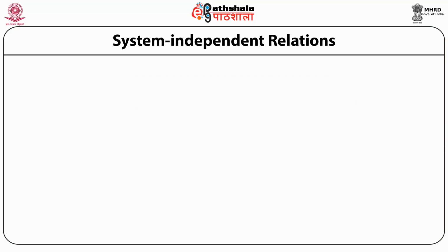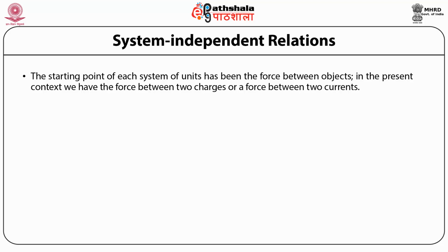Now students, let us study the system independent relations. The starting point of each system of units has been the force between objects. In the present context, we have the force between two charges or a force between two currents. Historically, the latter was written as a force between two magnetic monopoles. Let us begin with the Coulomb force between two charged particles.